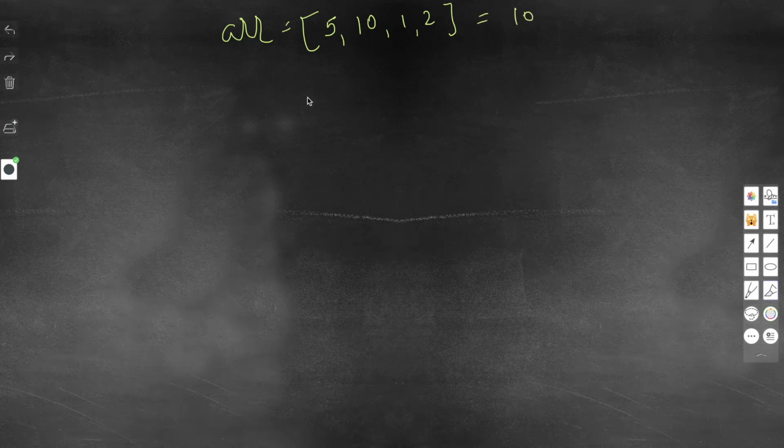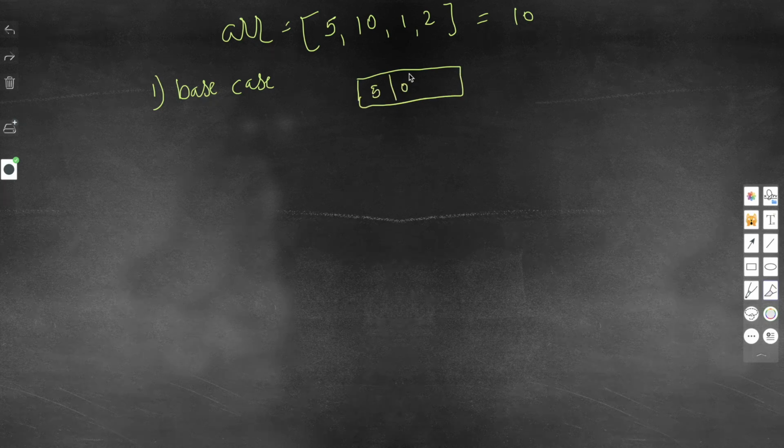Okay, so how we can build the solution using recursion is, we will go with our 4 steps that we have discovered. First is to find out the base case. Okay, so how we can find out the base case? Let's assume we have been given this array: 5, 10, 1, 2.